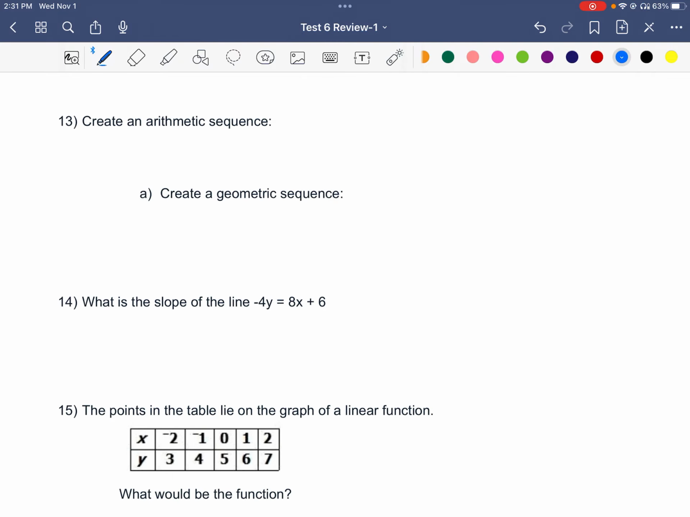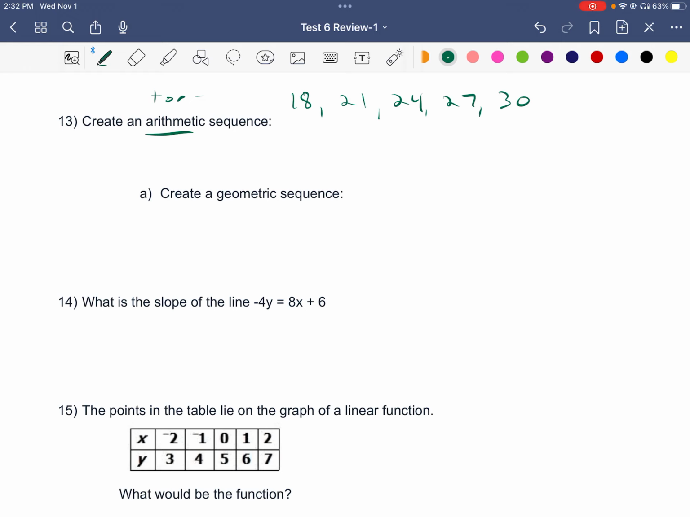13, create an arithmetic sequence. Okay, arithmetic means that we are adding or subtracting. So you could pick whatever number you want to start with. You could have like 18, 21. So here, if we're adding 3, we have to be consistent. We do have to add 3 every time. We can't jump around.